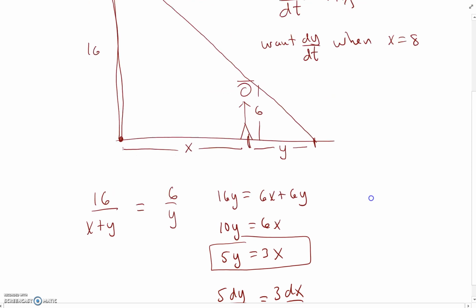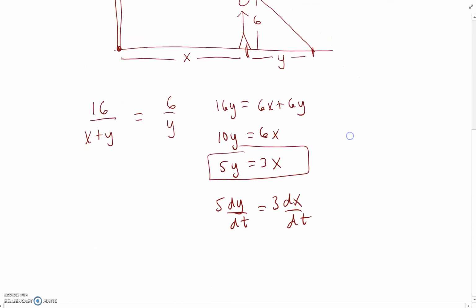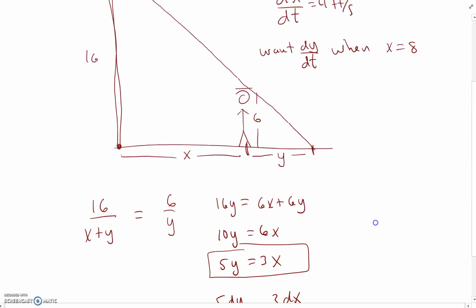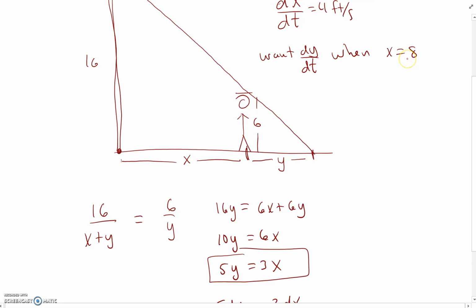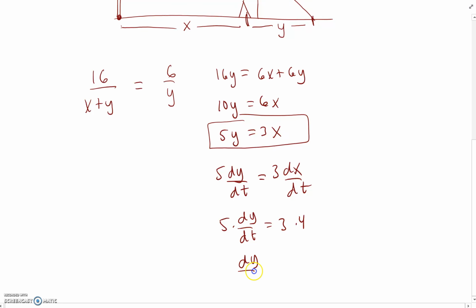Okay, now when you plug in, well, you can plug the dx/dt in, that's 4. We don't have dy/dt. Interesting. Normally we'd plug the 8 in as well, right? But guess what? There's no place to plug it in. It must not be dependent on where he's at. So we're done here. dy/dt is going to be 3 times 4 is 12 divided by 5 feet per second.